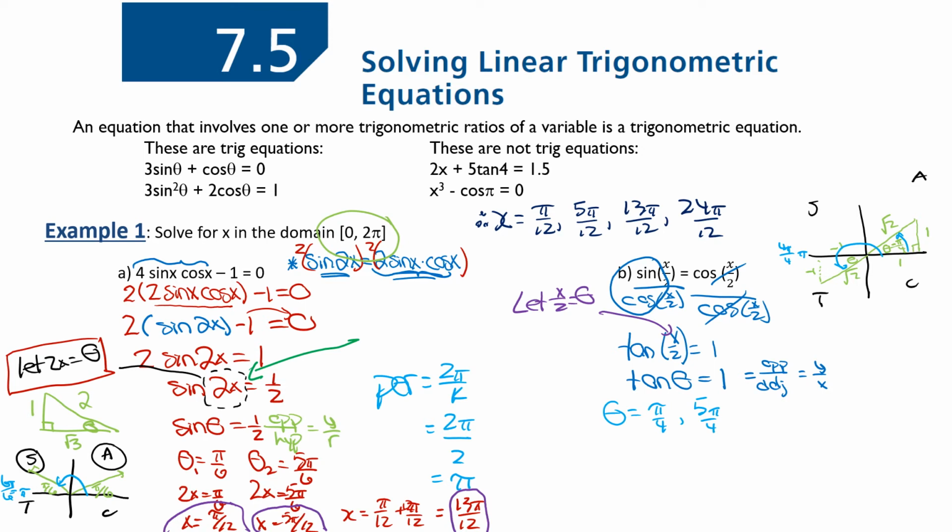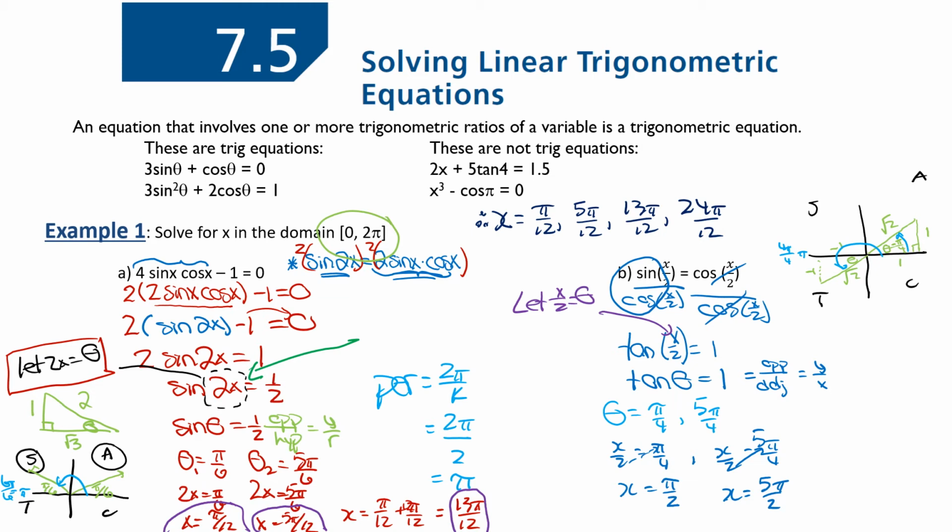However, we switched it. Remember, it's not theta, it's actually x over 2. So let's put it back. x over 2 is pi over 4. And x over 2 is 5 pi over 4. Solving for x, multiplying this 2 up, we get x equals 2 pi over 4, which is pi over 2. Multiplying this 2 up, we get x equals 10 pi over 4, which is 5 pi over 2 when we reduce it.